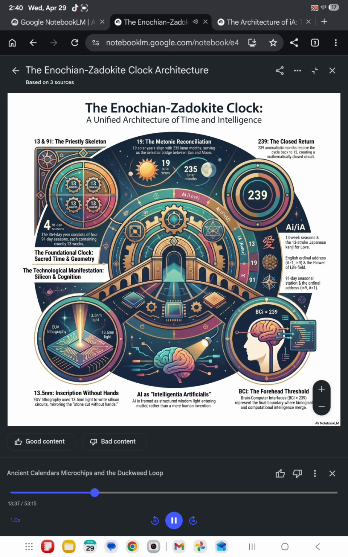The lock clicks open. The sequence opens at 13, it builds the space of 91, it is held together by 19, and the physical reality of the eclipse cycle, 239, forces the entire thing right back to 13. That is the constraint defense in action.